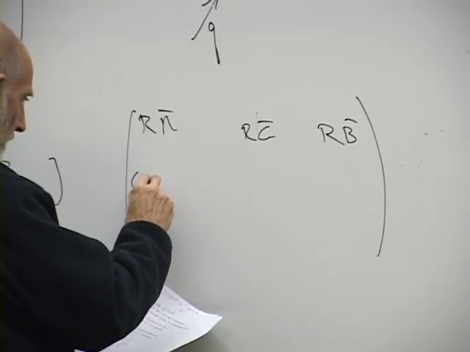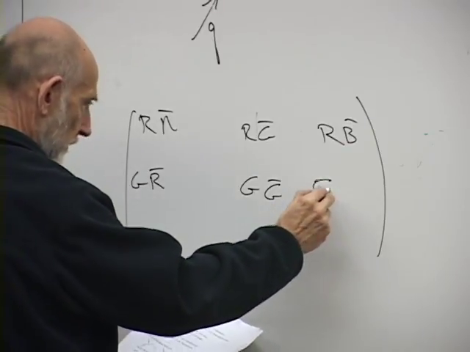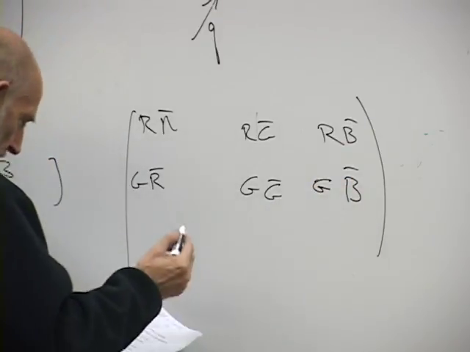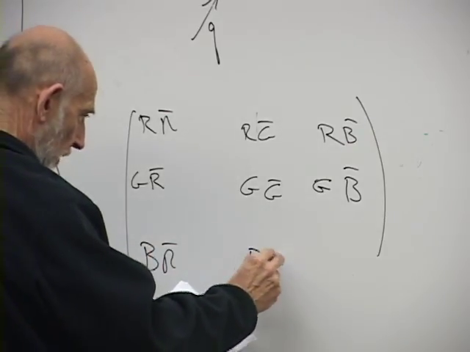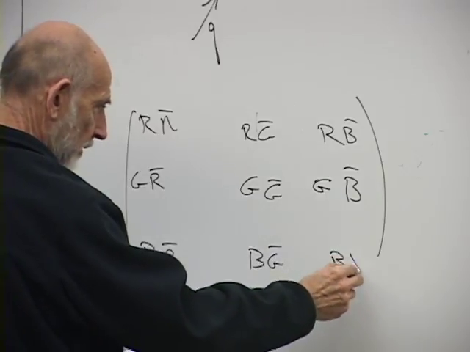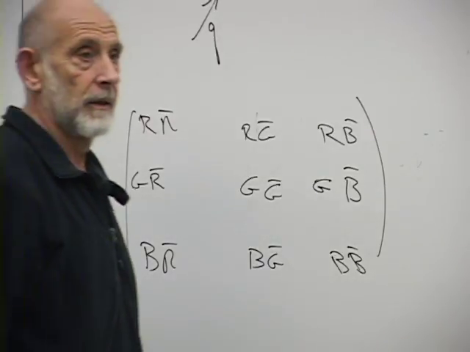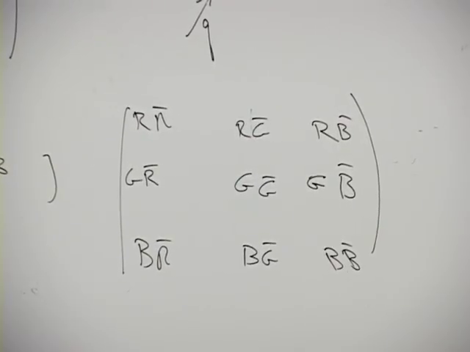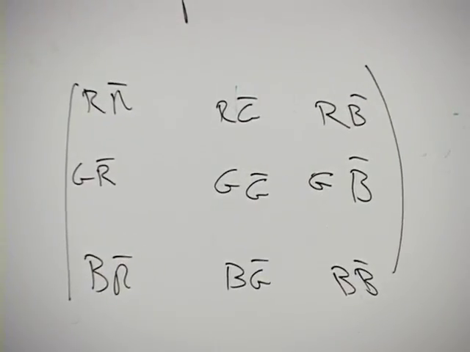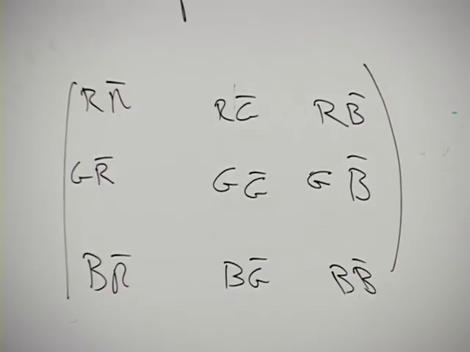green, red bar, green, green bar, green, blue bar. What else? Blue, red bar, blue, green bar, blue, blue bar. So the diagonals are indistinguishable. Well, the diagonal elements are not really indistinguishable, but the point is that the sum of the diagonal elements is not an independent quantum state.